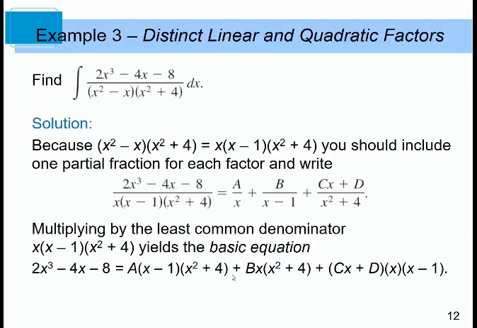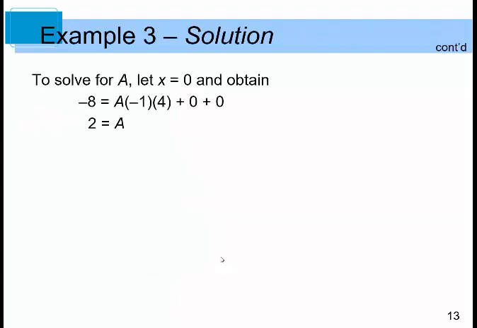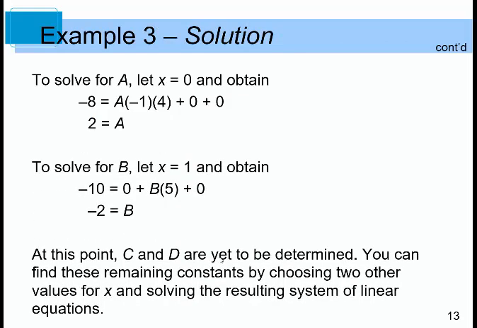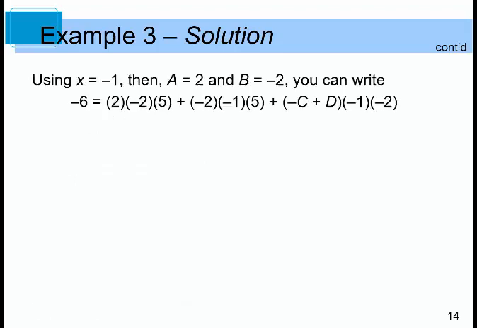All right, now if you look back here, it's a little bit complicated because I can't really plug anything in to just have this and this drop out while keeping this. So we're going to need to do something a little different. At this point, C and D are yet to be determined. You can find these remaining constants by choosing two other values for x and solving the resulting system of linear equations. Watch. Using x equal to negative 1, then A is equal to 2, and B is equal to negative 2. I just picked x equal to negative 1 just because.